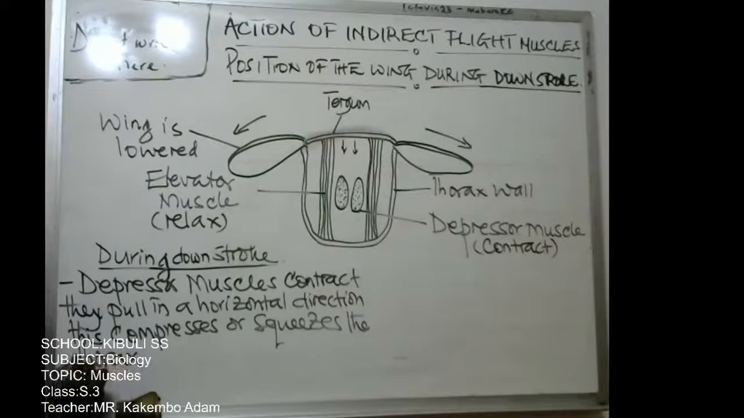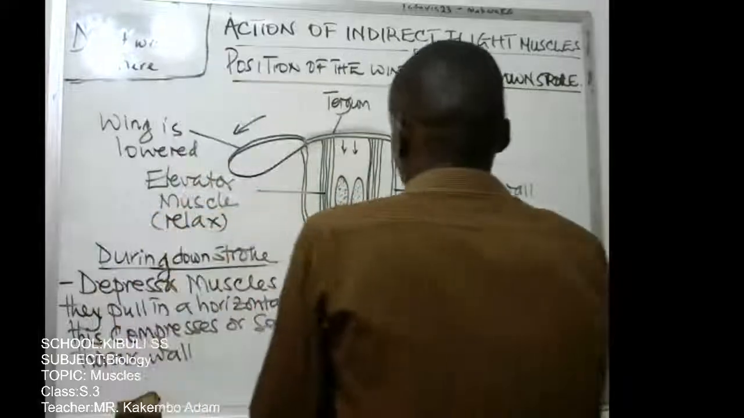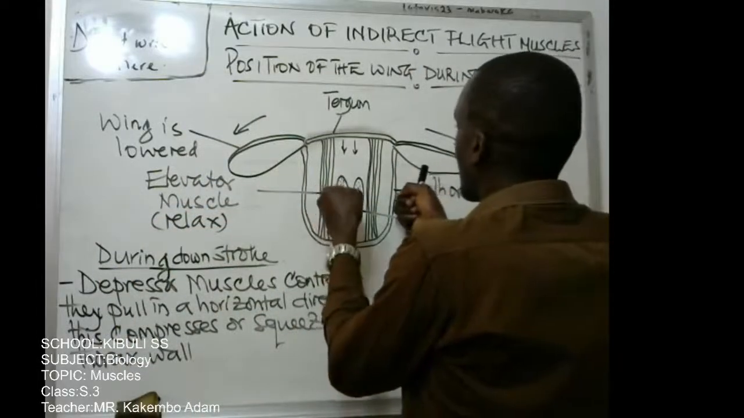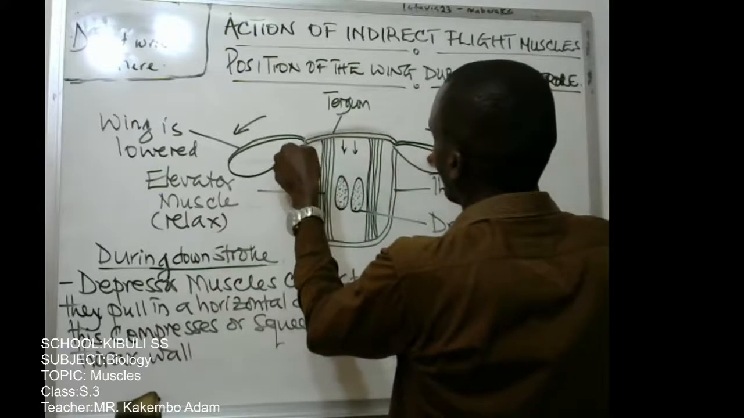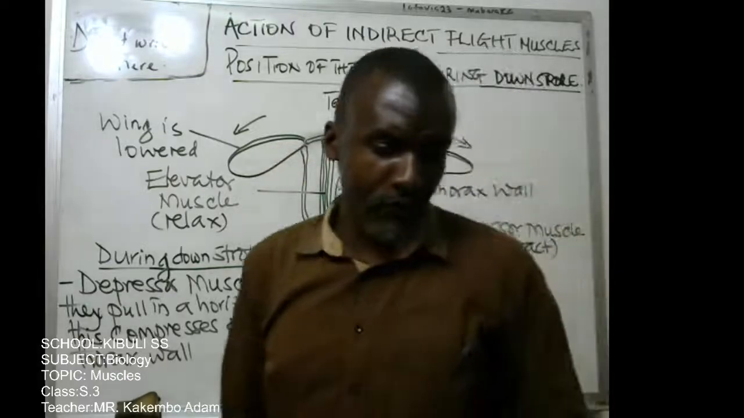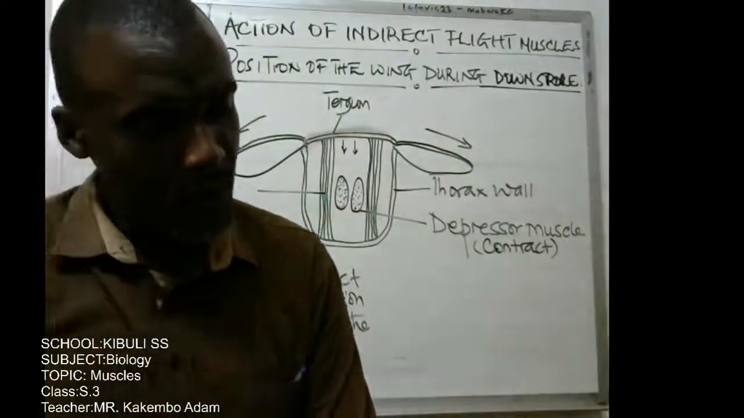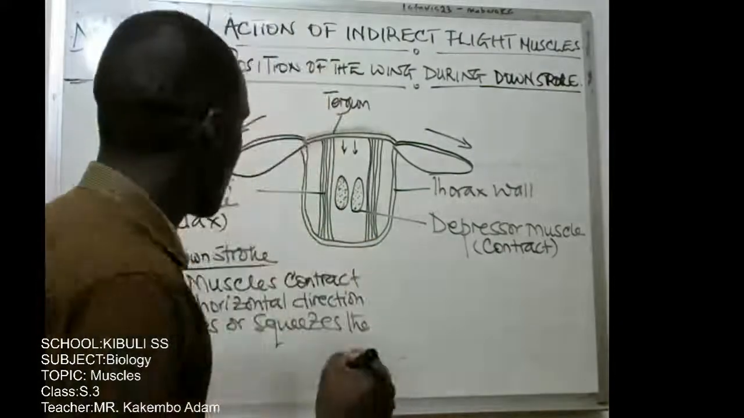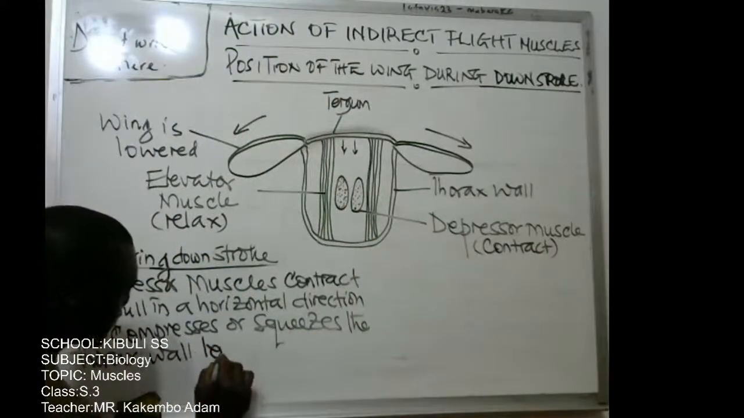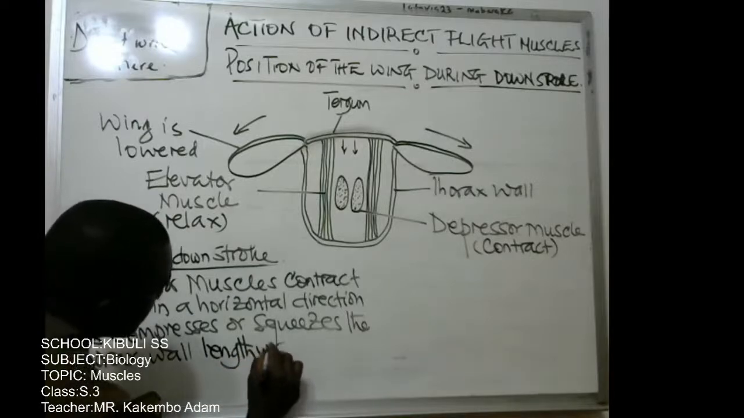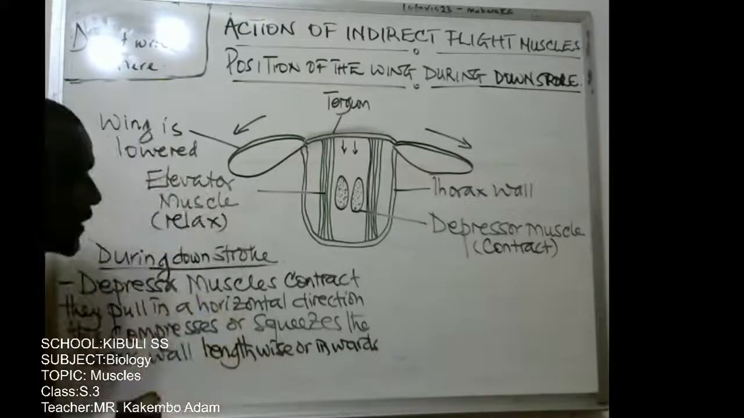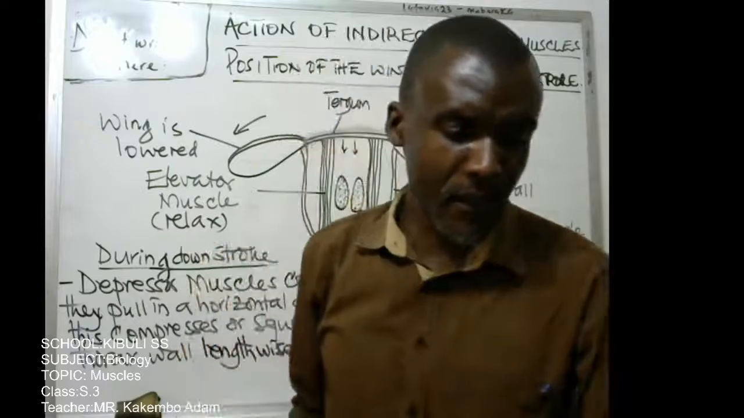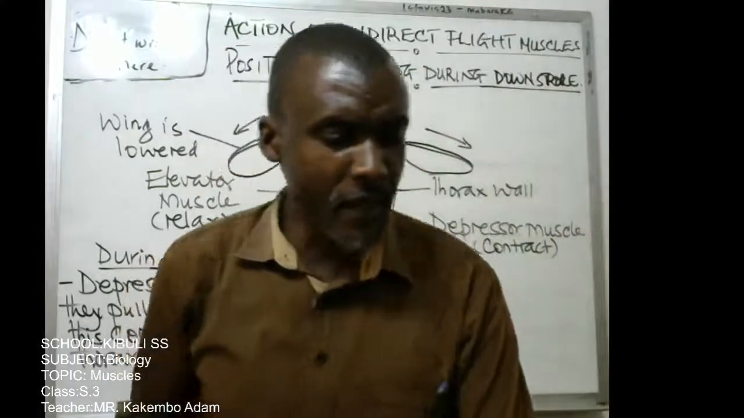The thoracic wall, or the wall of the thorax. When they become contracted, they compress the thorax wall. Compression of the thorax wall has an effect on the wing attachment. So the walls become compressed, or squeezed lengthwise or inwards. This raises the pressure in the thorax.